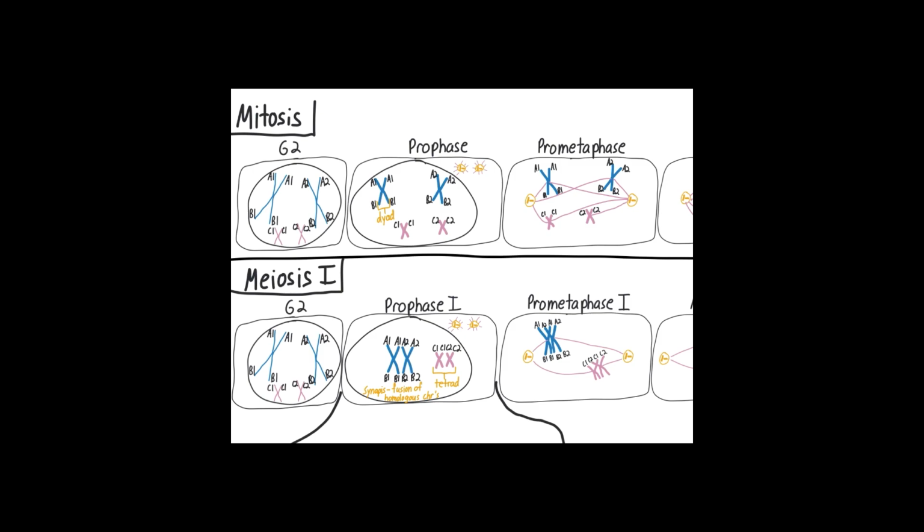Unlike during mitosis, non-sister chromatids, like these 2, can undergo crossing over during prophase I. Crossing over is when non-sister chromatids, which may have different alleles, exchange DNA. It's the first of 2 reasons why meiosis produces different cells with different genotypes. Let's see how it does this.